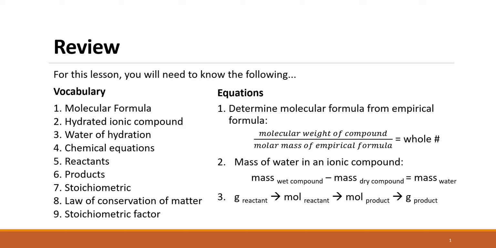This next section of Chapter 3 involves a lot of calculations and equations, as you can see here. We're going to learn how to determine molecular formulas from empirical formulas. We'll be able to calculate the mass of water in an ionic compound, so a hydrate, which we learned how to name in a previous chapter. And we'll do some conversions, starting with grams or mass of a reactant, going all the way to grams or mass of a product. And in order to do that, we first need to convert to moles and do a mole ratio.